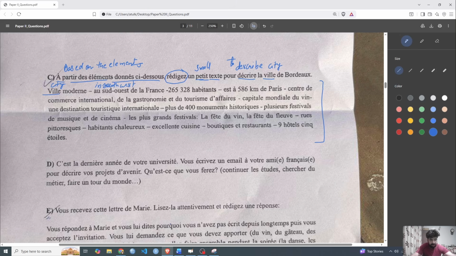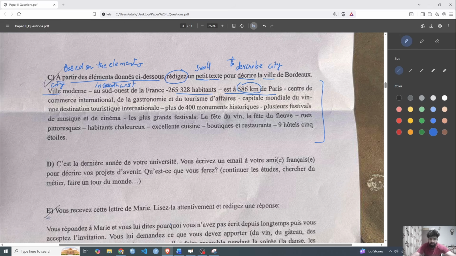Southwest of France. So basically, it is a city in southwest of France with the 265,328 inhabitants. So basically, these many people live here. Okay, so it says it is 586 kilometers from Paris. So it says it is 586 kilometers away from Paris. Okay, so it takes around this much amount of time from Paris to reach the city.